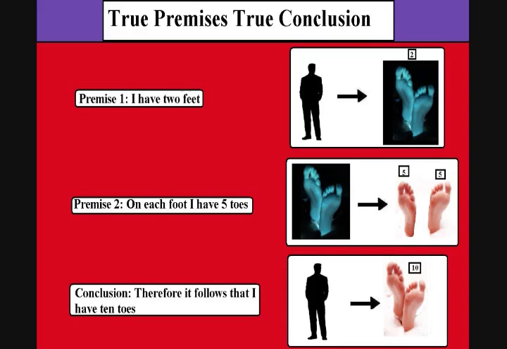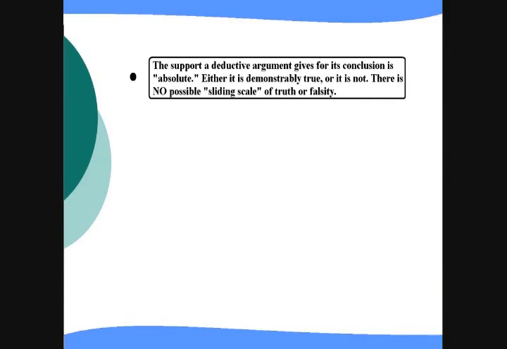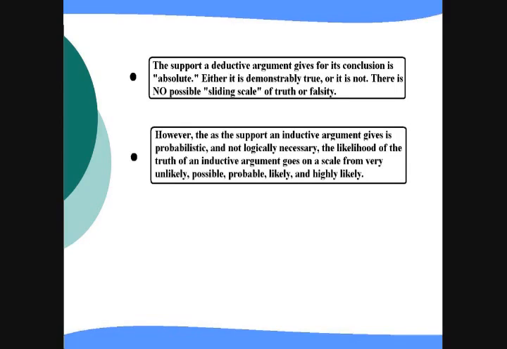As you are probably aware, the support a deductive argument gives for its conclusion is absolute. Either a deductive argument is demonstrably true or it is not true. There is no possible sliding scale of truth or falsity. However, as the support an inductive argument gives is probabilistic and not logically necessary, the likelihood of truth for an inductive argument goes on a scale from very unlikely, possible, probable, likely, and highly likely. And if one wanted to be technical, you could give numerical percentages for this.